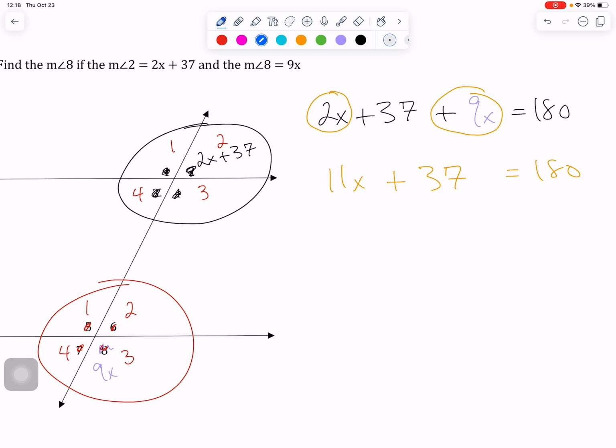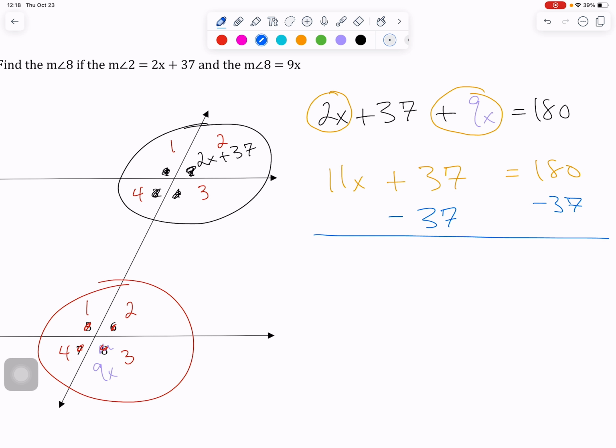We need to get 11x by itself. It's hanging out with a positive 37, so we will subtract 37 from each side. Bring down our 11x, 37 minus 37 gets rid of it. 180 minus 37 is 143. We will divide each side by 11, giving us 11 divided by 11, that giant 1. Bring down just your x equals 13. Great job. Circle that portion, but we need to find the measurement.